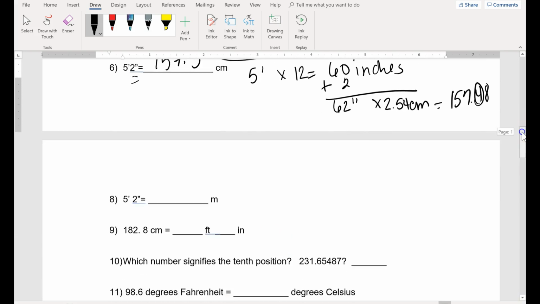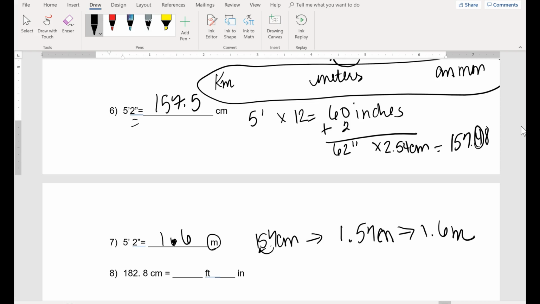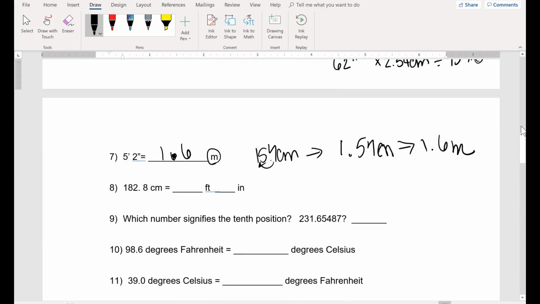Oh, and look, here's another easy one for us. If we have our patient who is 157.5 centimeters and we want to get to meters, 157 cm, we're going to move that decimal over 2 places, we get 1.57 meters, and then it becomes 1.6 meters. Oops, 0.6 meters. That makes sense? Okay, our 182.8 centimeters.